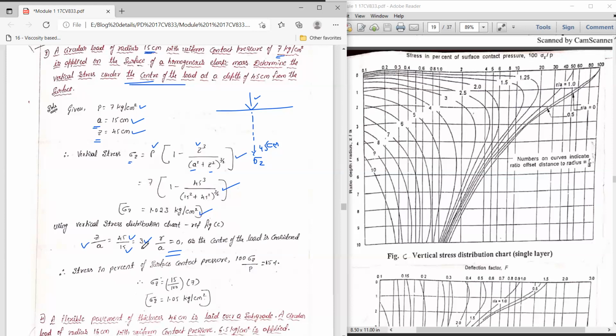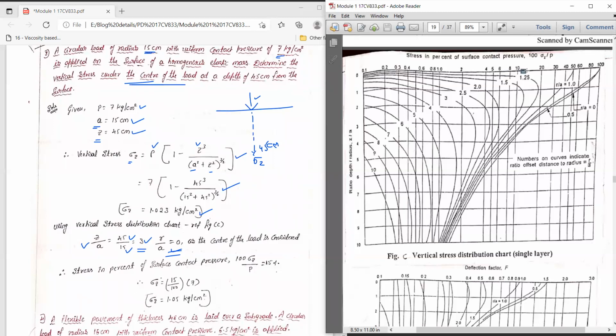Now you can locate these points. Z by A is equal to 3. Just see where the number 3 is. This has to intersect on the curve R by A is equal to 0. From this point, draw a horizontal line, and that line should meet the curve R by A is equal to 0. Here you can see the first curve indicates R by A is equal to 0. Therefore, it will intersect at this point. From this point, you project a vertical line like this, and it should intersect the x-axis somewhere at this point.